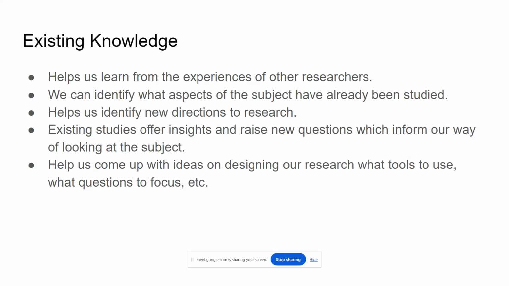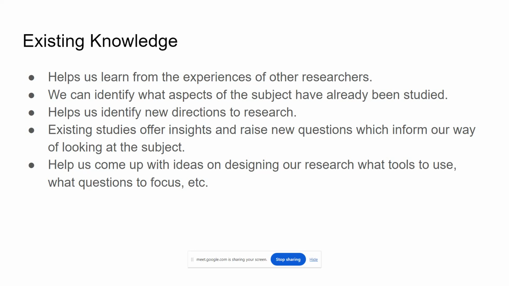So then you just remember, oh yeah, I forgot that I have to be there on the field during this time of the year, so I will go to that field again during that time of the year. This is where you identify that this direction to my research is really important, which I would want to include in it. So that helps. Existing studies offer insights and questions. They raise questions which inform how we look into the subject.